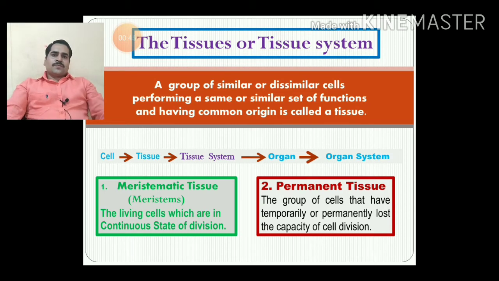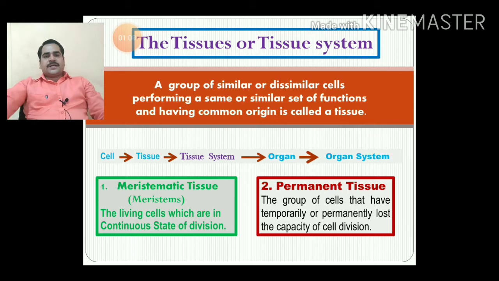As we know, tissues are formed from cells. Cells together form a tissue. Tissue forms tissue system, and then organ and organ system. In plants, leaf, stem, roots, all these are the organs, and together they form organ system.